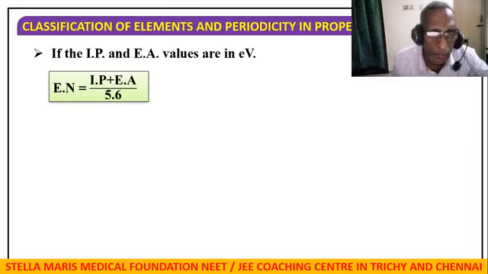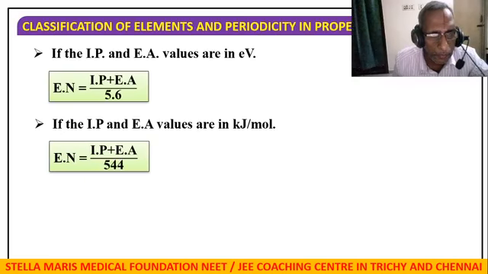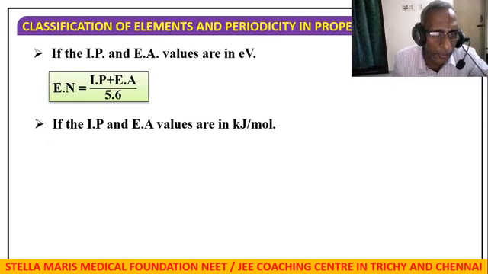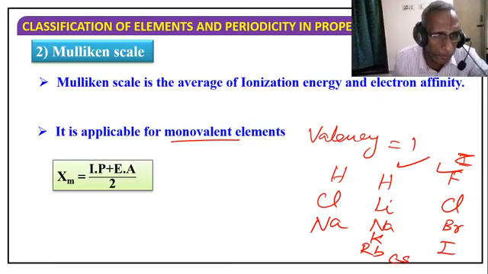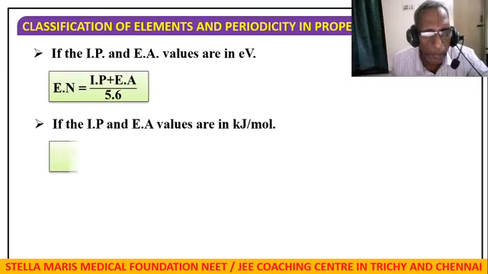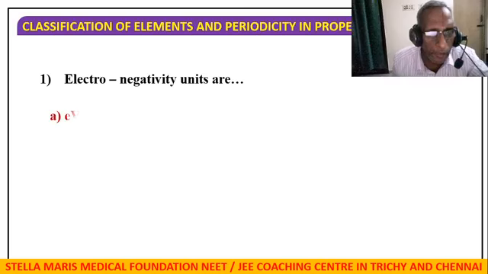So don't worry about the numerical values, just have a glance. It is given for different units. It is not important. This is important. Make a note. Mulliken's electronegativity is the average of ionization potential and electron affinity. Don't worry about the values.